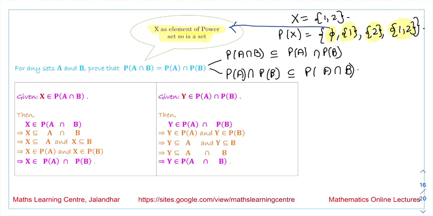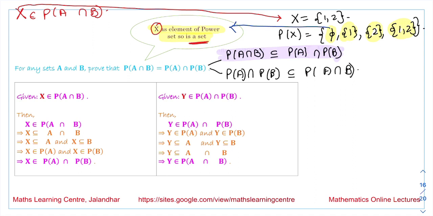To prove these results, for the first part, we assume that there is some X which belongs to the power set of A intersection B. In place of the small x, we will write it as capital X over here, because we have seen that this X is itself a set. That is why we use capital X in place of small x when we are considering the element of a power set.